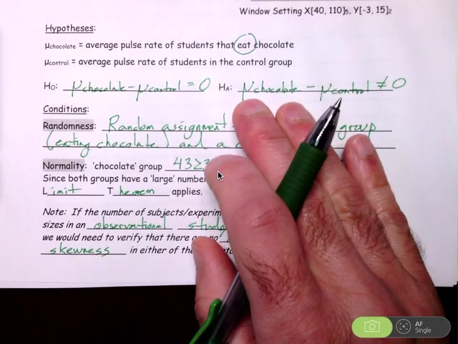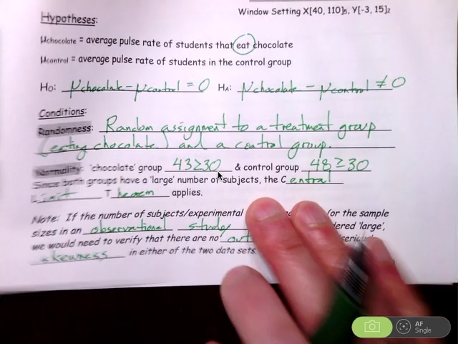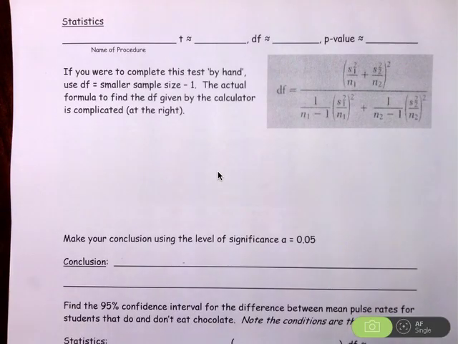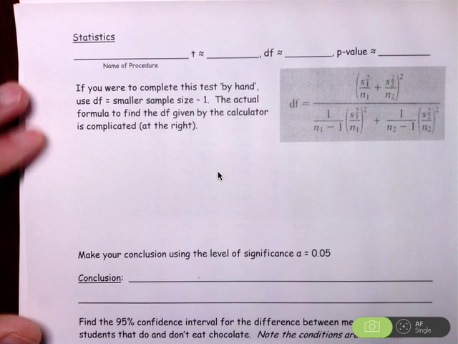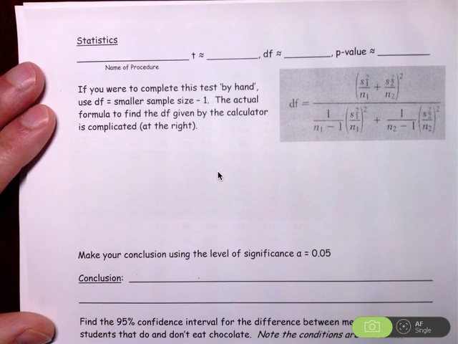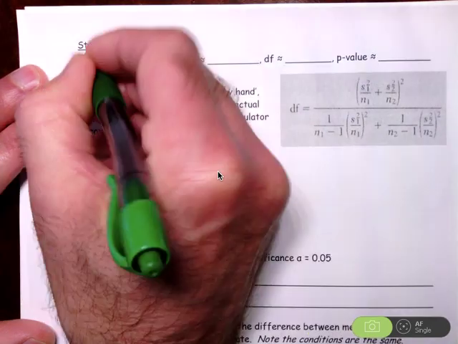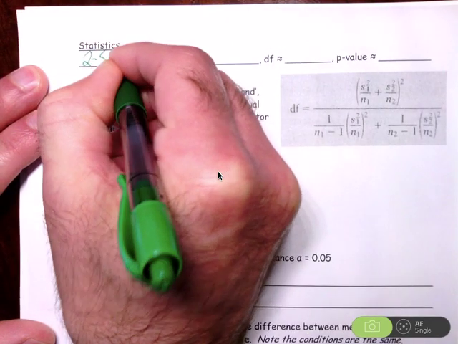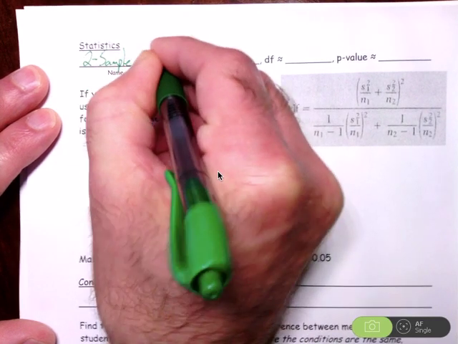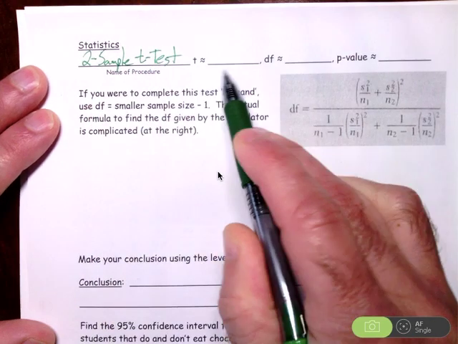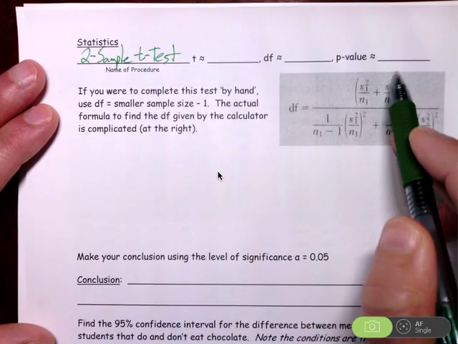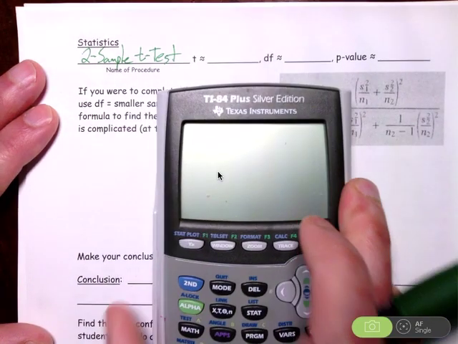So we have our hypotheses, we've checked our conditions. Now it's time to go on and calculate our statistics. When we did significance tests for one mean, those were one sample t-tests. Now we are going to do a significance test where we're using two means. So shockingly, the name of this procedure is a two-sample t-test. We're going to find the t-score, the degrees of freedom, the p-value. We can get all of that from our calculator.